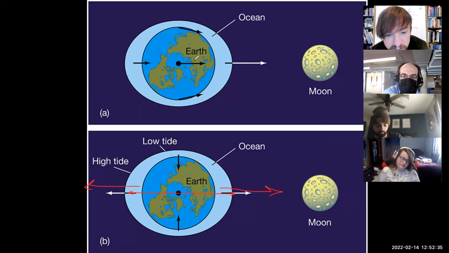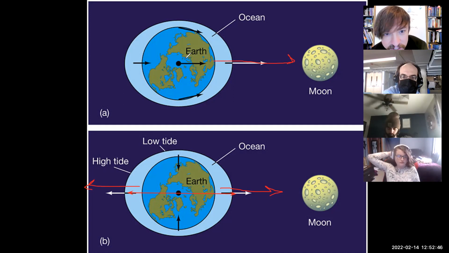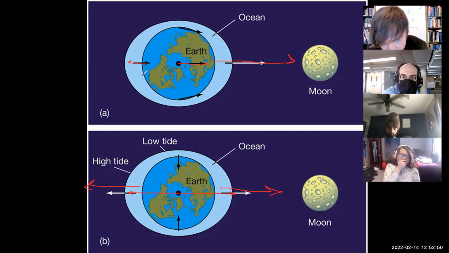apart. Conversely, if that's troubling to think about, imagine instead that the middle of Earth is also slightly farther from the backside of Earth. So you get a pulling hardest here at the front, and you get the middle of Earth being pulled away from the backside.